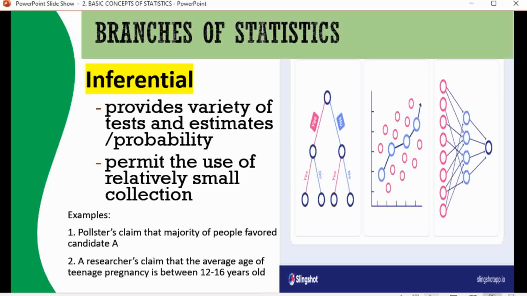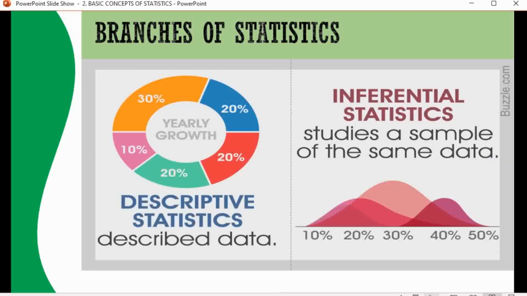More likely surveys. Number two example, researchers claim that the average age of teenage pregnancy is between 12 to 16 years old. This is just an estimate, a representation that assumes that teenage pregnancy is between 12 to 16. So it is not really based on the entire population of teenagers and those under teenage pregnancy.